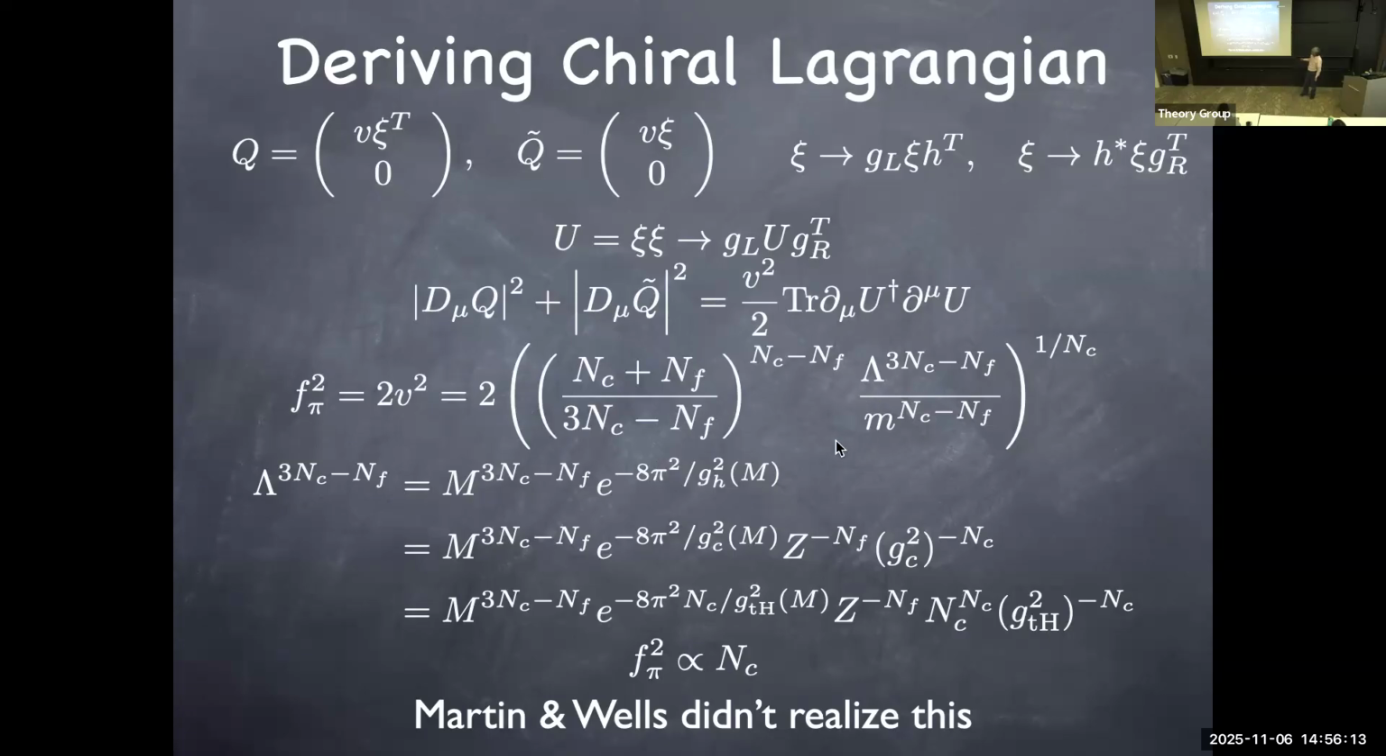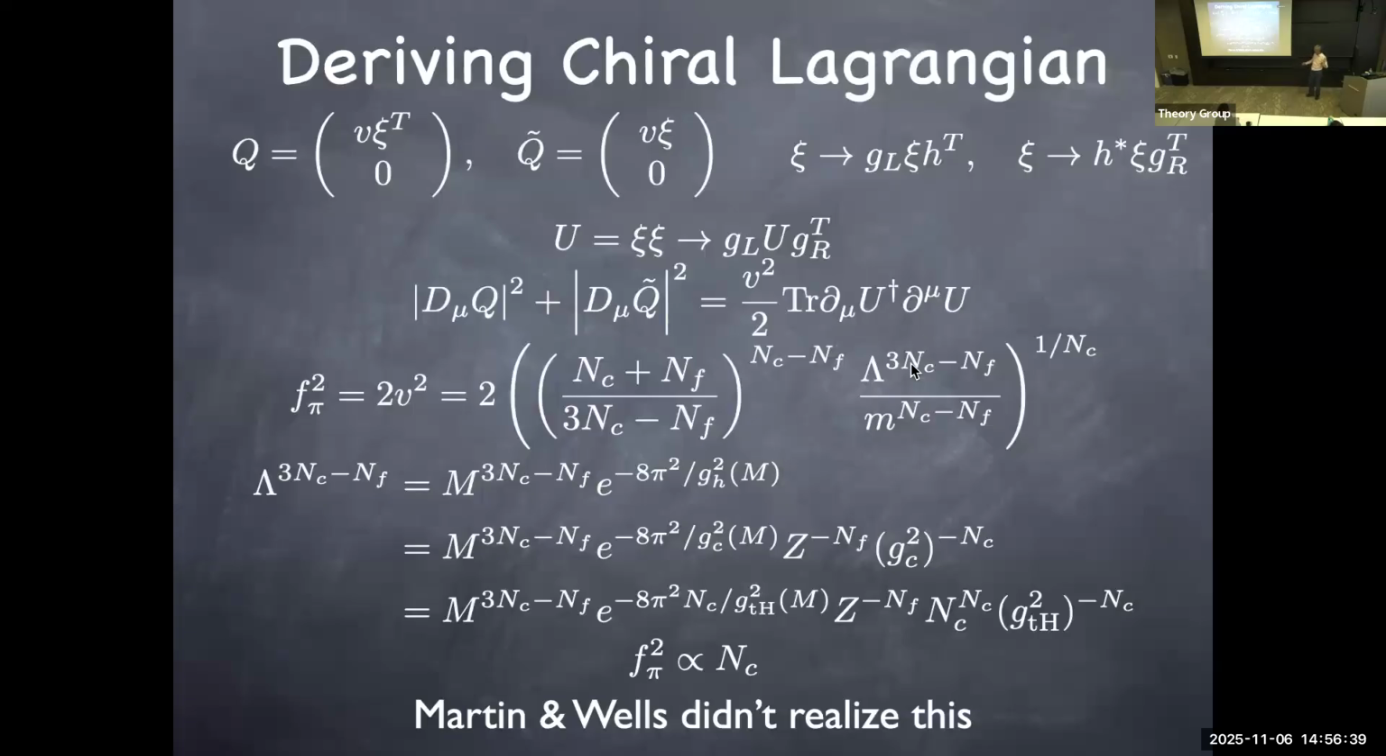And at this moment, there was a paper by Steve Martin and James Wells who looked at this kind of formula with a different method and said, well, this looks like order 1 in the large N_C limit, but f_π squared is supposed to be order N_C. That's an inconsistency. Therefore, they are not continuously connected. There must be a phase transition when SUSY breaking is of the order of the dynamical scale.